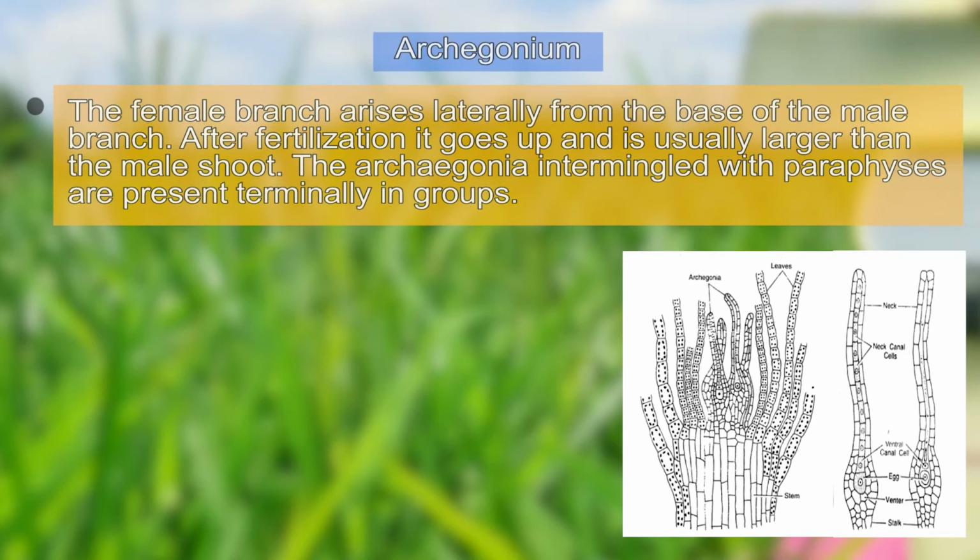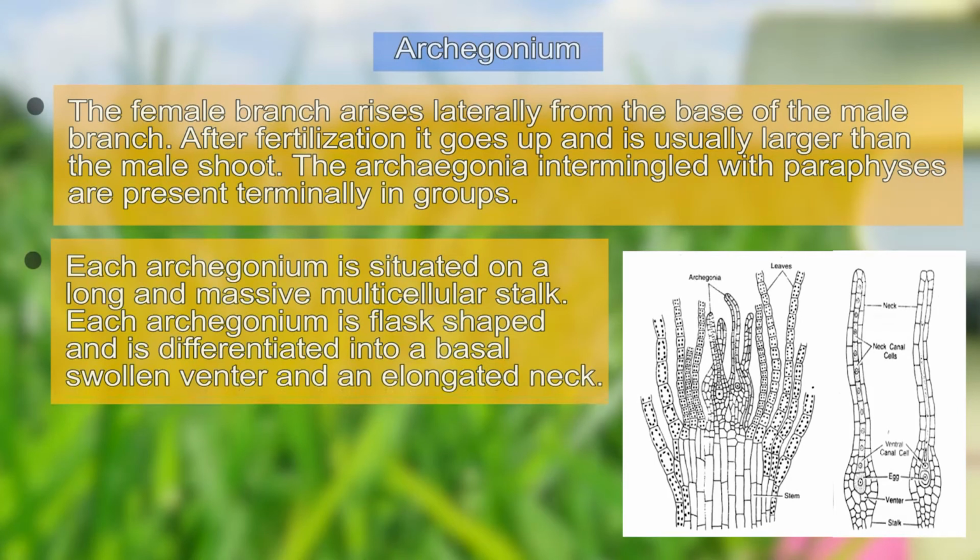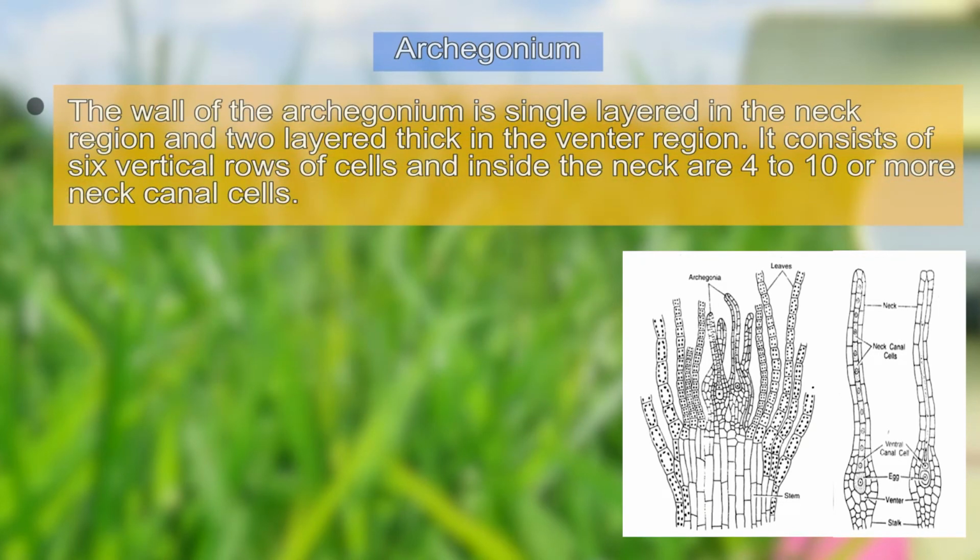The archegoniophore, or the archegonia intermingled with paraphysis, are present terminally in groups. Each archegonium is situated on a long and massive multicellular stalk. Each archegonium is flask-shaped and is differentiated into a long neck and a swollen venter. The wall of the archegonium is single layered in the neck region and 2 layered thick in the venter region.